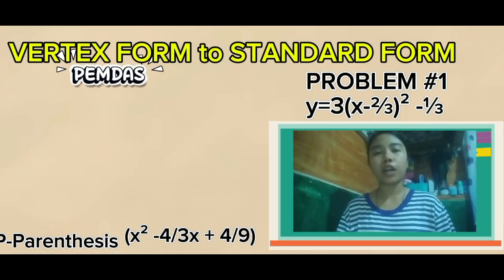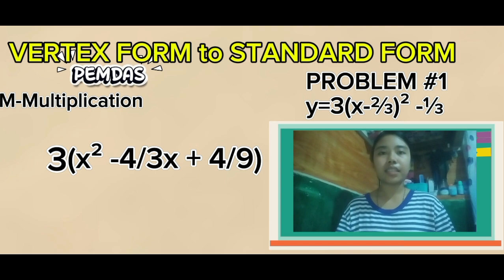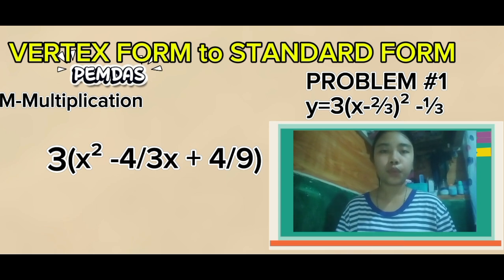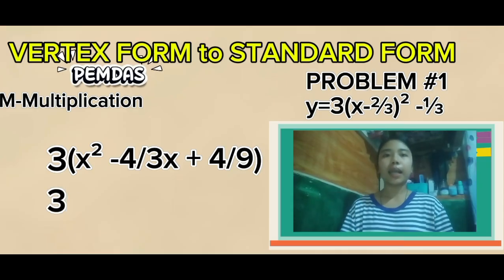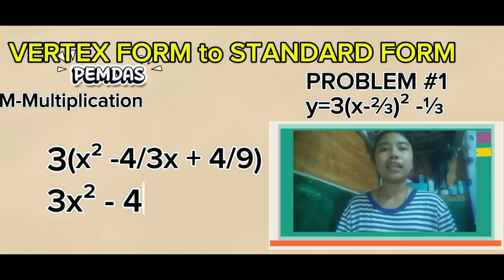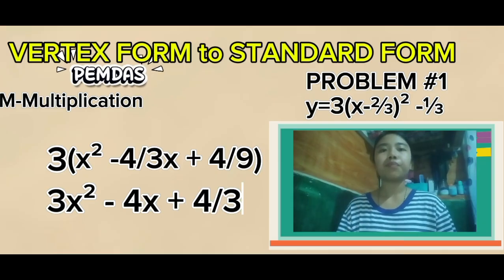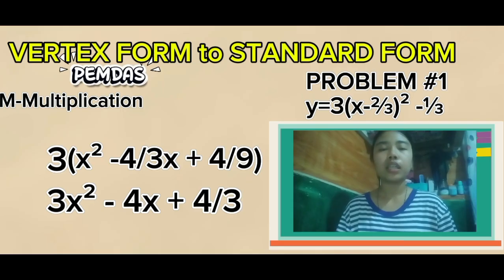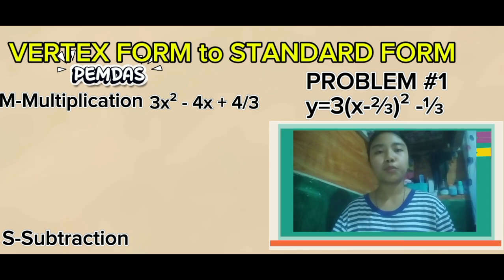Since we're already done with our parentheses, let's move on to multiplication. Let's multiply 3 to our answer. So 3 times x squared minus 4/3 x plus 4/9. So 3 times x squared, we got 3x squared. 3 times negative 4/3 x, we got negative 4x. 3 times positive 4/9, we got positive 4/3.